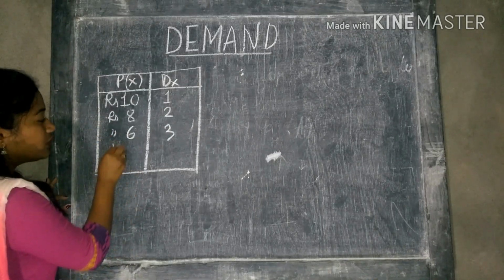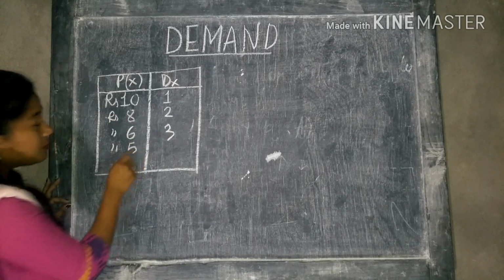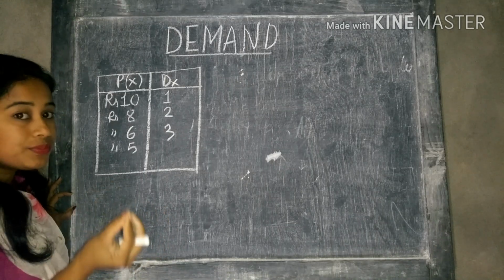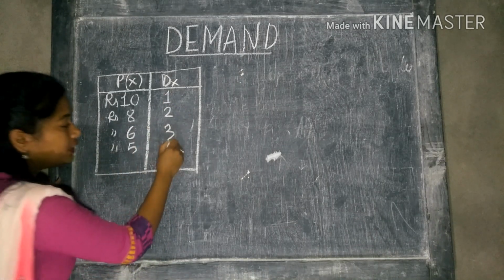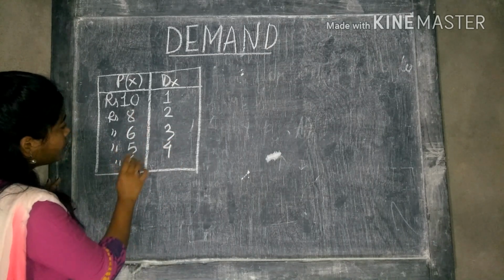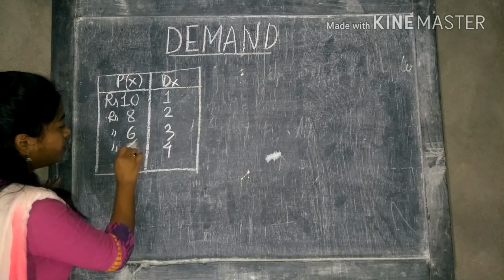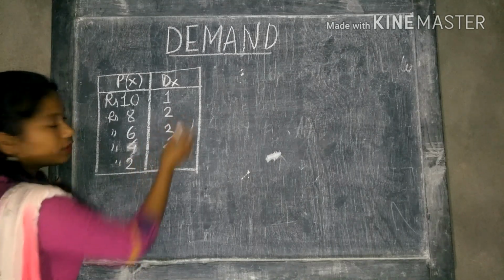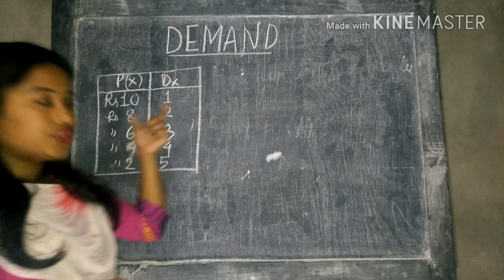So if the price of that commodity falls again, that means what? Price of the commodity falls. That means it is becoming cheap. So people will buy more goods. That means demand for that commodity will increase. So in this way, not 6, it is 10, 8, 6, then it is 4 and it is 2. Then demand for that commodity will be 5. So this is a hypothetical chart.